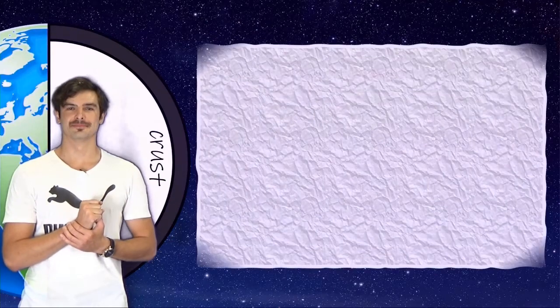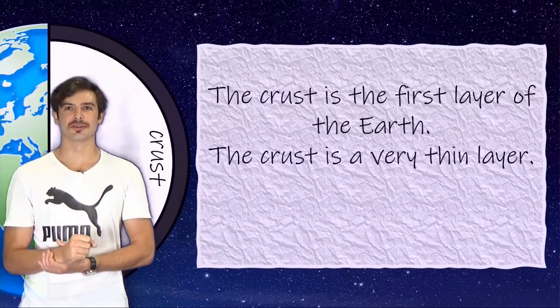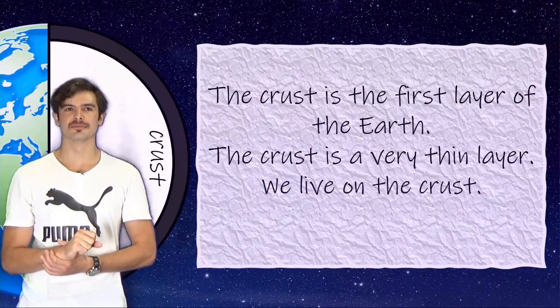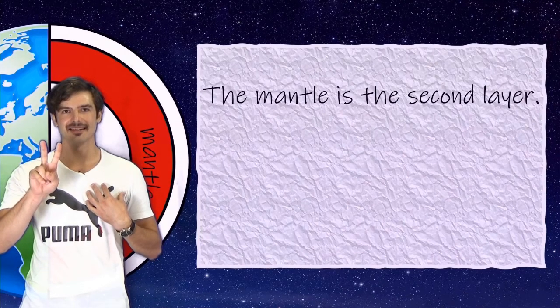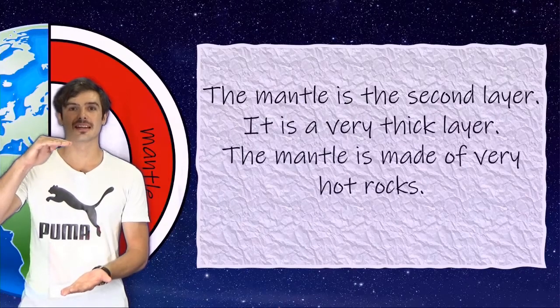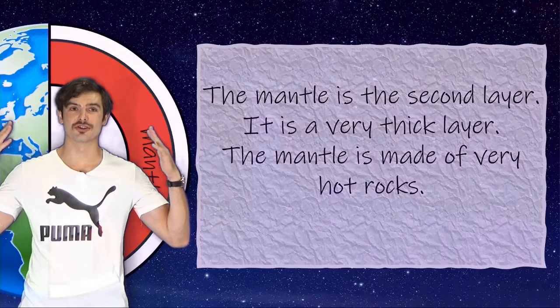First, we have the crust. The crust is the first layer of the earth. The crust is a very thin layer. We live on the crust. The mantle. The mantle is the second layer. The mantle is a very thick layer. The mantle is made of very hot rocks.